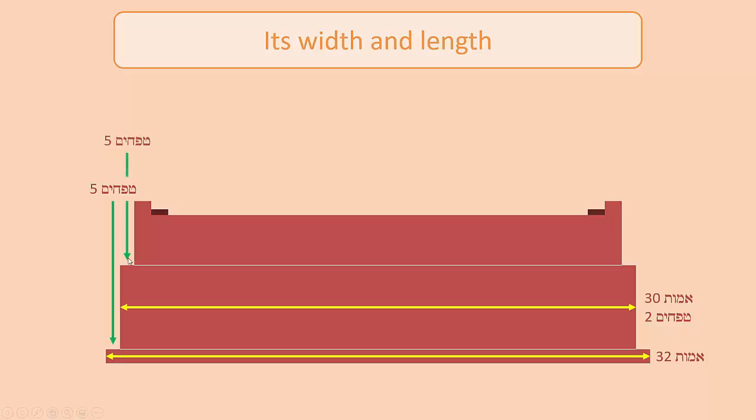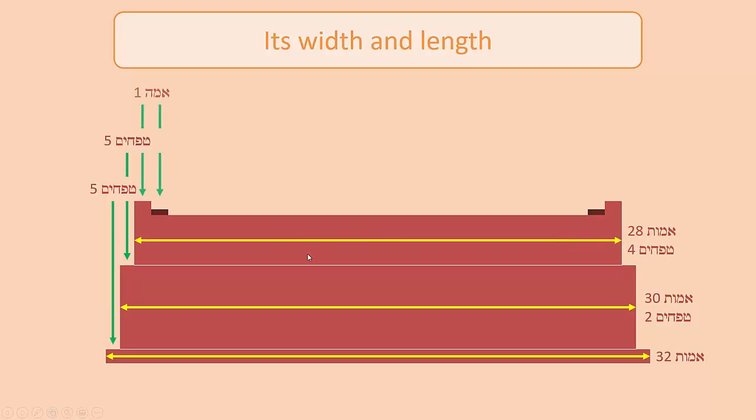The soiviv is also 5 tfachim, so the next section is 28 amas and 4 tfachim. Then as we move up, we have 2 amas: an amma for the kronis, the corners, and an amma for the area where the kehanim walked. And those are each a full amma, so what's left is 24 amas and 4 tfachim, which is around 39 feet. So this is all regarding the length as well as the width of the Mizbeach.